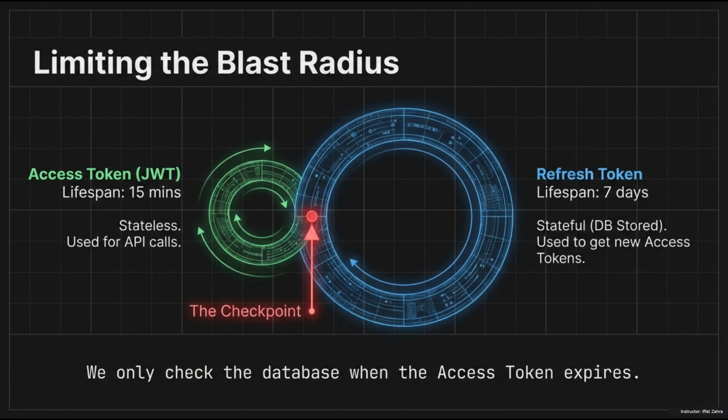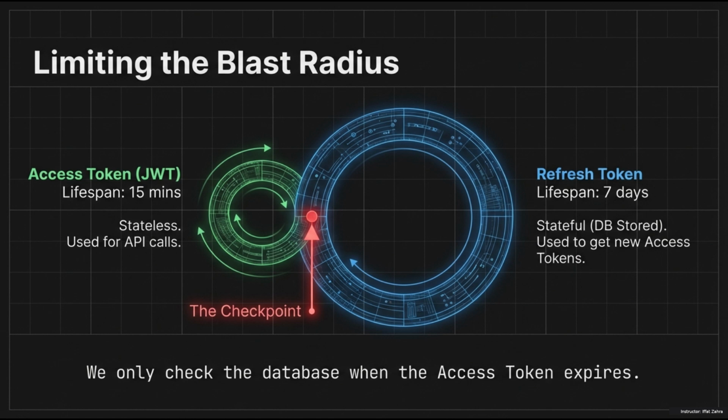So how do we fix this? Well, most modern systems use this really clever hybrid approach. When you log in, you actually get 2 tokens. First, you get a short-lived access token. This is your stateless JWT, your passport. It's super fast, but it might only be valid for, say, 15 minutes.